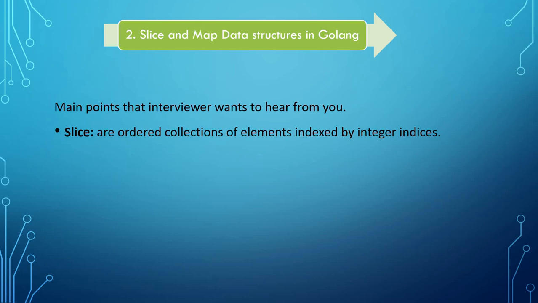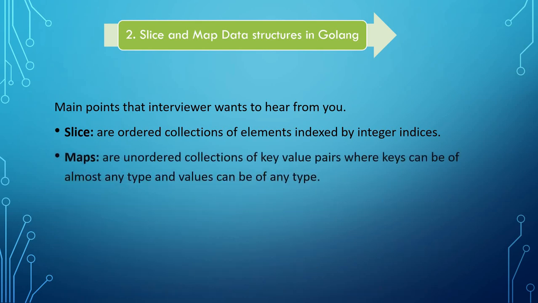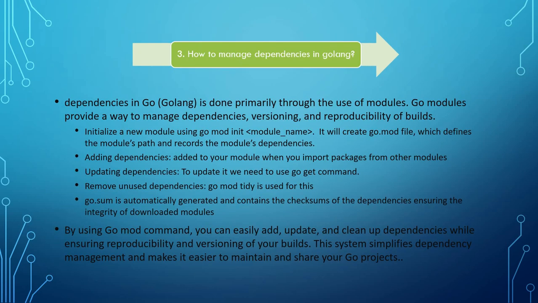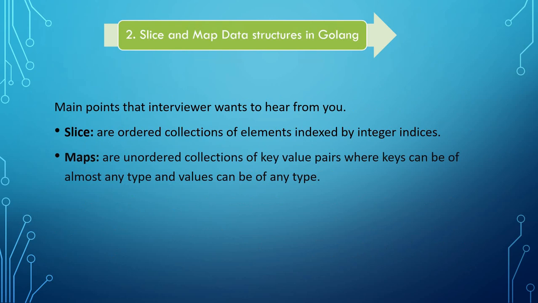Now slice and maps. Main points that the interviewer wants to hear from you. Slices are an ordered collection of elements indexed by integer indices. See, you can tell the definition of slice, and you can tell the definition of map also. Map will store key value pairs, but slice will not store key value pairs. So what exactly do they want from you? They want: slices are an ordered collection of elements indexed by integer indices.